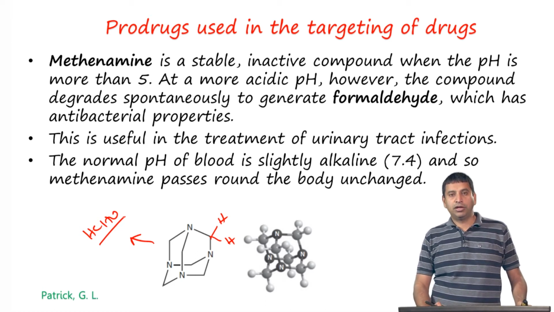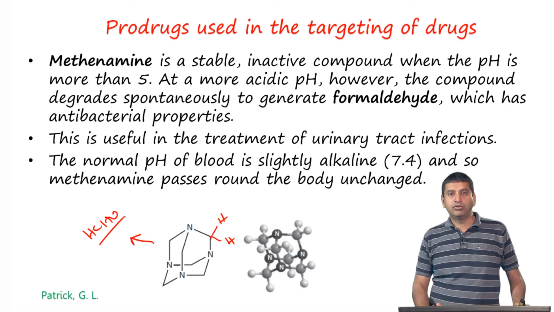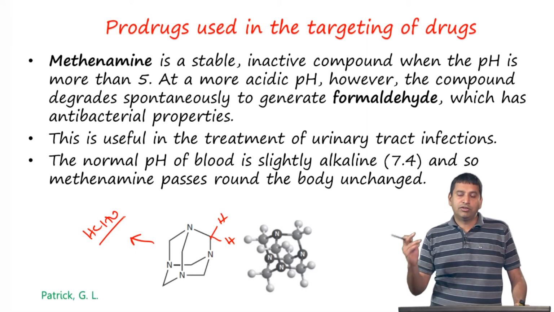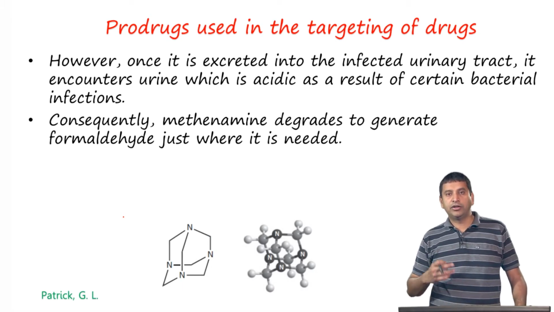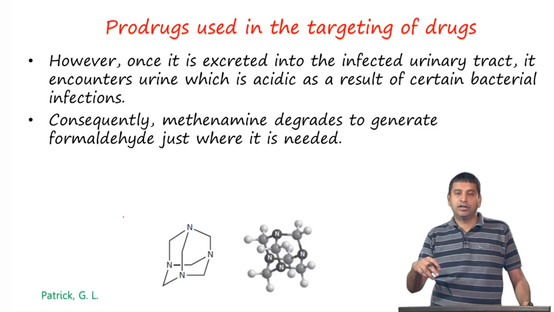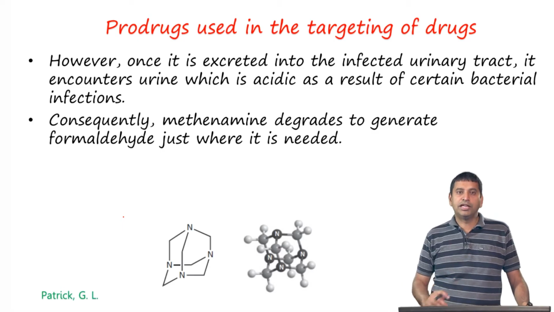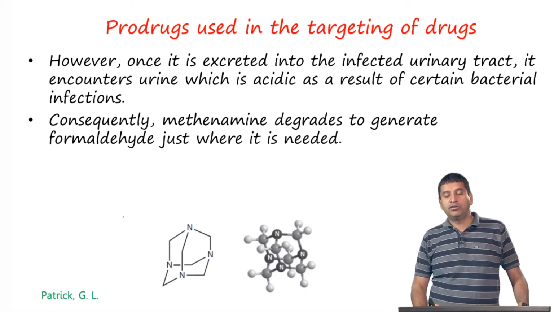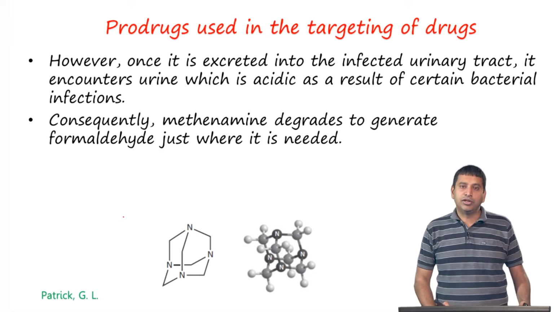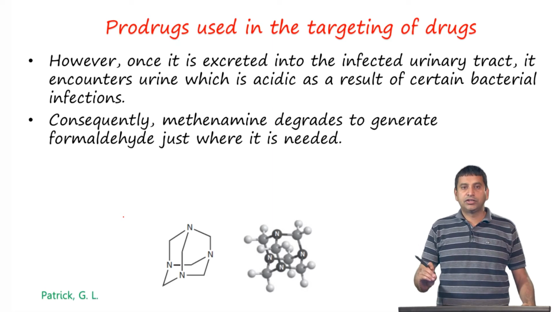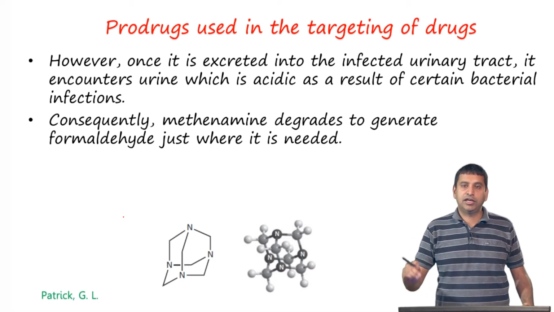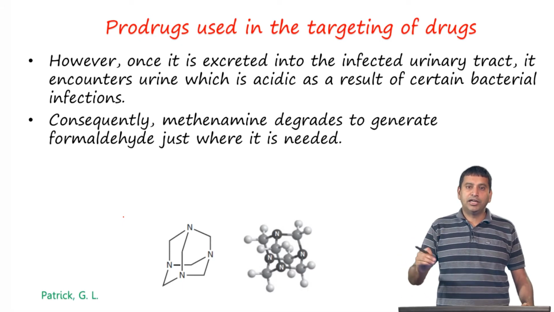So, the normal pH of blood being slightly alkaline can be used to our benefit. Therefore, this molecule does not undergo any change in the blood, but once it reaches the infected urinary tract, it encounters urine which is acidic, and as a result this molecule degrades to produce formaldehyde. Once the formaldehyde is produced, since it has known antibacterial properties, it can reduce the infections. So, methenamine is an example of a molecule which degrades only at the area of interest, and this is a very useful way for targeting of drugs.